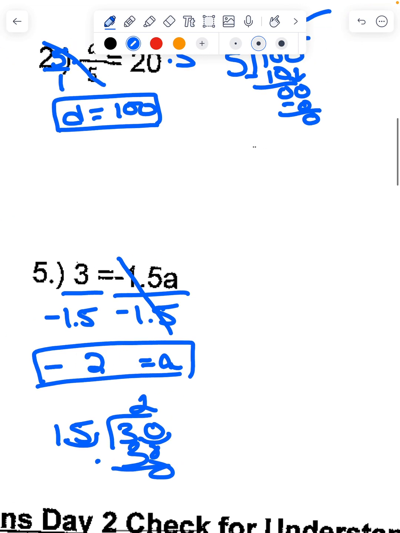And when I substitute it back in, a negative 1.5 times a negative 2. A negative and a negative is a positive. And I do get 3, so it checks out.